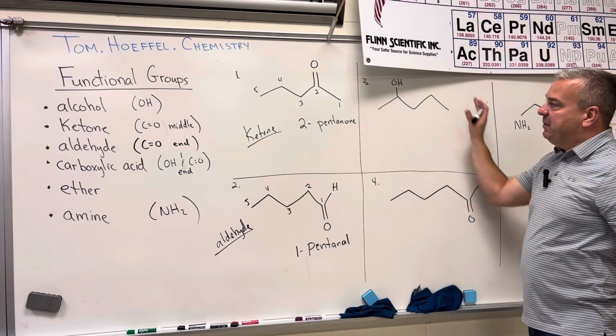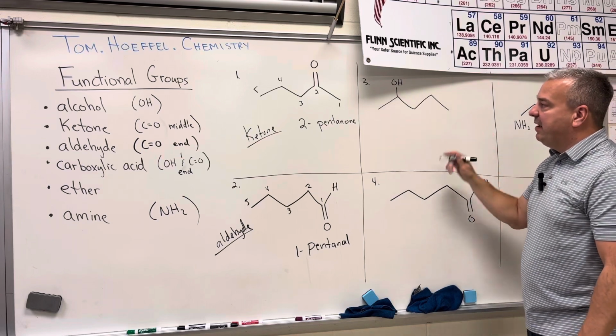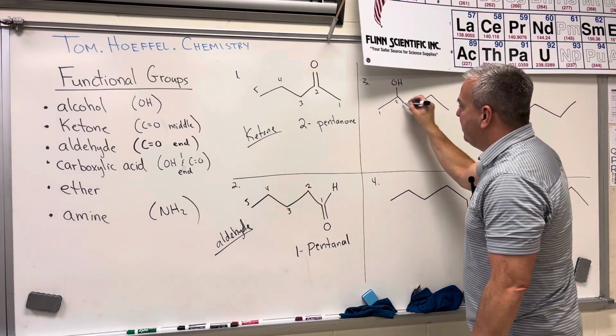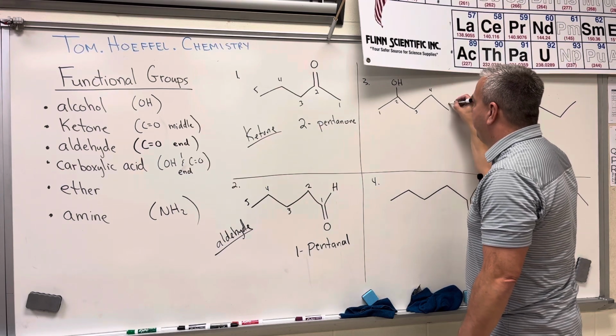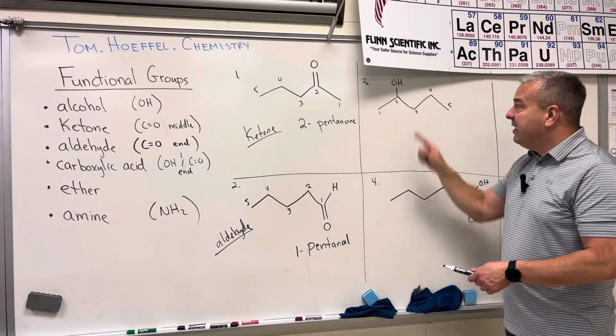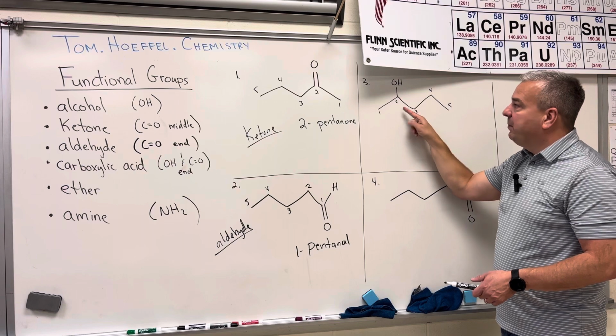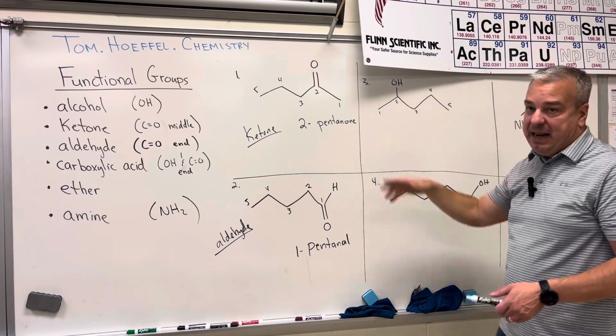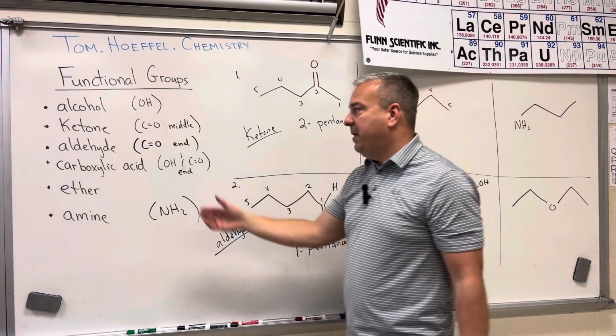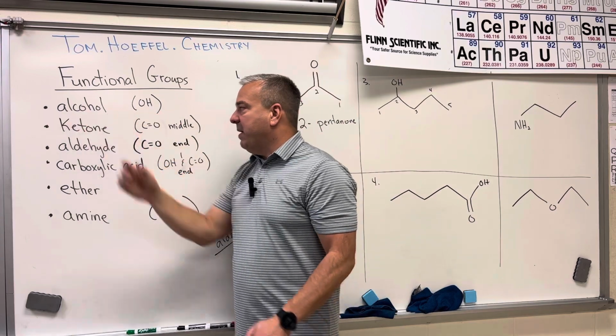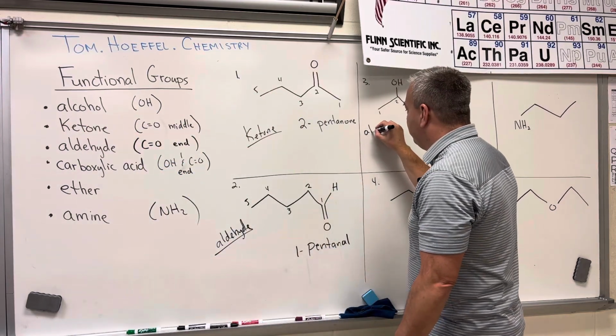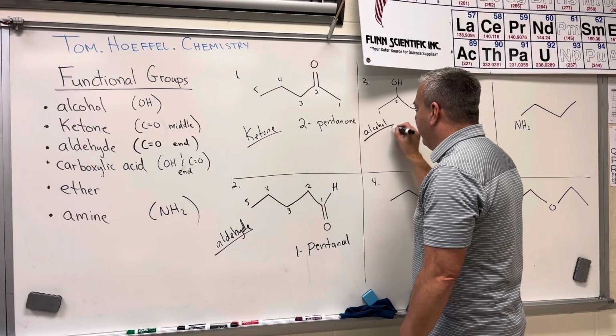Come over here and we take a look at this one. The way we're going to number it: 1, 2, 3, 4, 5. And what makes this special is it has the hydroxyl group. Now that hydroxyl group can be anywhere. It doesn't matter if it's on the end or a bend. If you have a hydroxyl group, that means you have an alcohol. So this belongs in the group of alcohols.